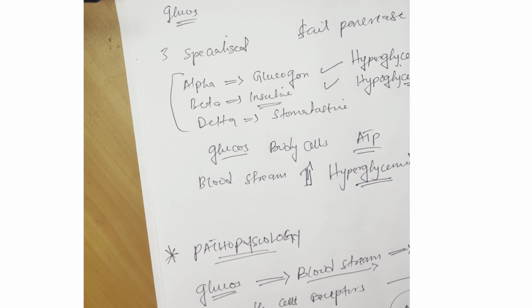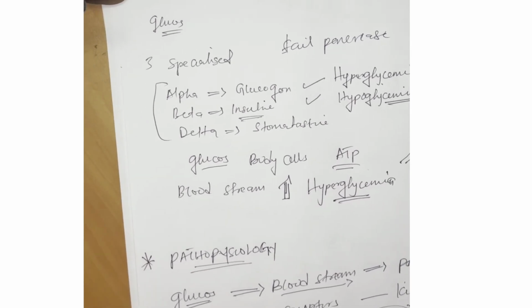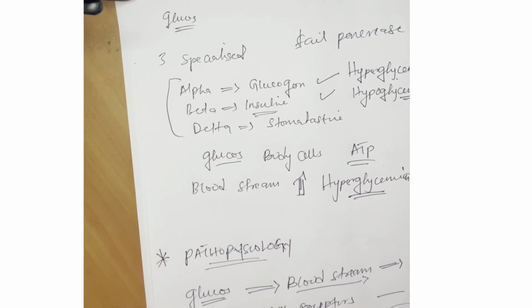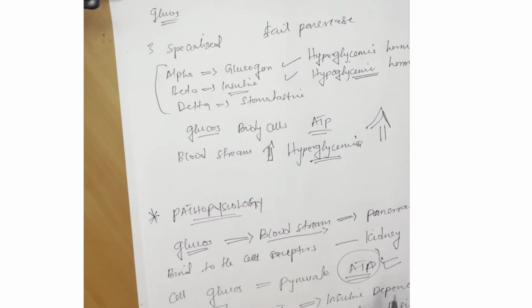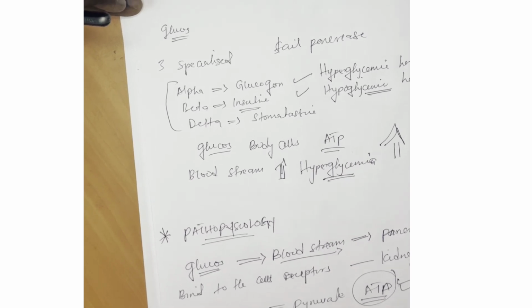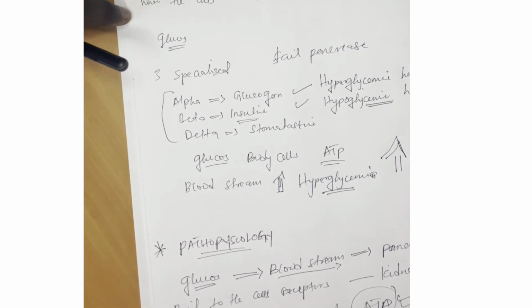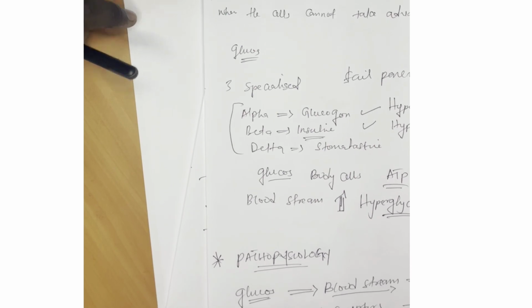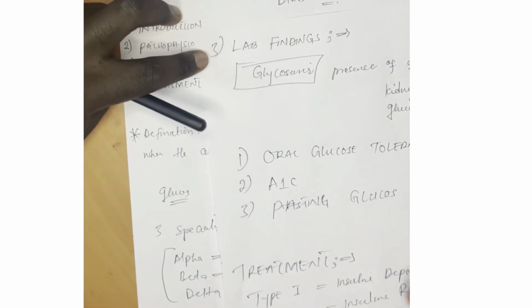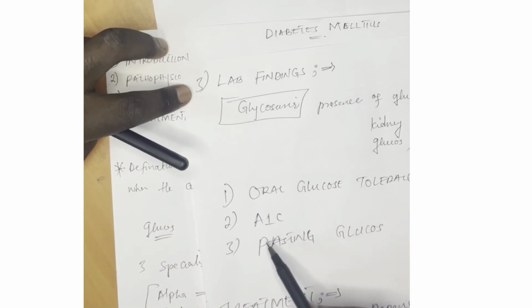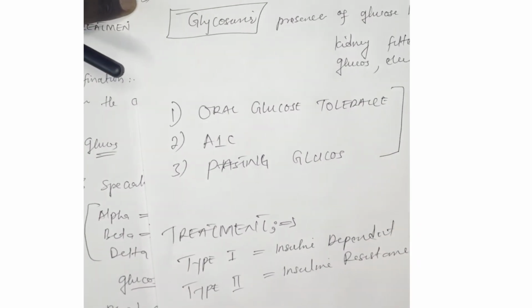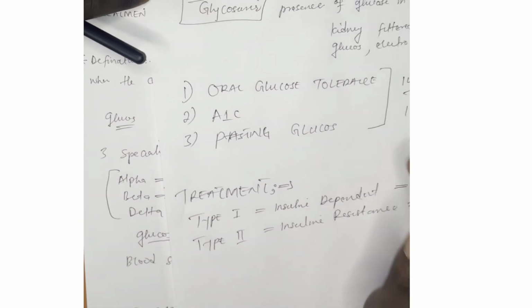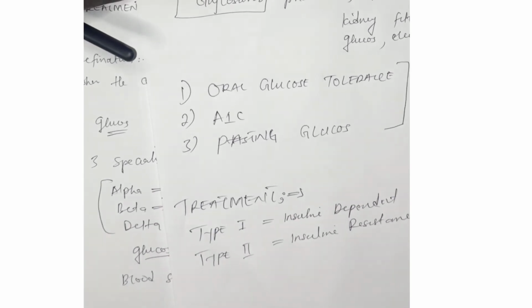So when this process fails to happen, that is, when there is no production of insulin, or there is a problem with insulin, then the whole process cannot be carried out. In that case, the blood glucose will be high, and that is what we refer to as diabetes mellitus. And then apart from this etiology, we have lab findings. In our lab findings, we do oral glucose tolerance, A1C, fasting glucose, and other things. The range is 140 mg per dl. When it is above that, the range between 190 and 200 indicates diabetes.